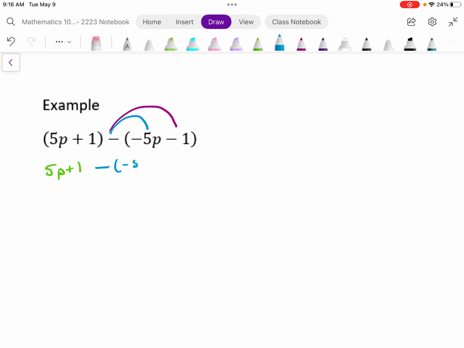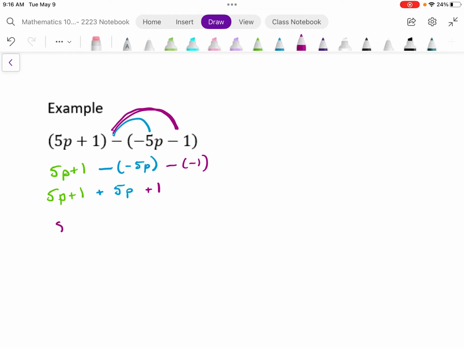So I need to subtract negative 5p, and then I need to subtract negative 1. Keeping in mind, one thought per line. So I have 5p plus 1 and subtract negative 5p. And if I subtract negative 5p, I'm going to add 5p. Subtracting a negative is the same as adding a positive. Now, if I subtract negative 1, it's the same as adding 1. So what have I done? I've changed a subtraction question into something that looks very similar.